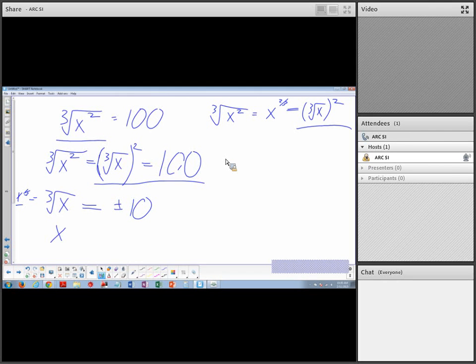Cube root of x cubed is x. And then what's the cube of the other side? How do you cube plus or minus 10? Cube plus 10, cube minus 10. You get something similar. 10 times 10 times 10. Wait, okay. So it would be plus or minus 1,000?